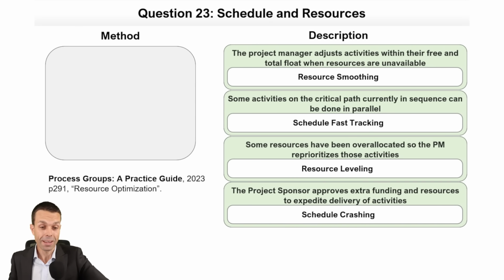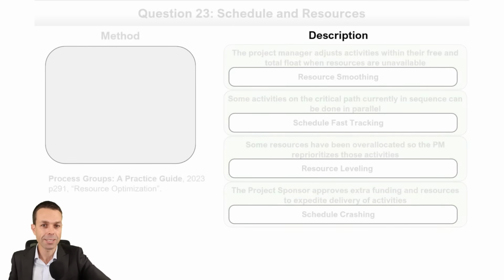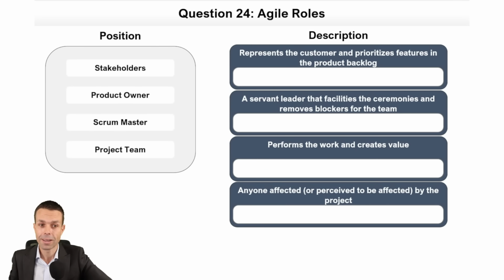Those were pretty tricky. Under resource optimization, page 291, under process groups, a practice guide. How did you go with that one? Pretty essential to know those things. Agile roles. Now, this should be a little bit easier.